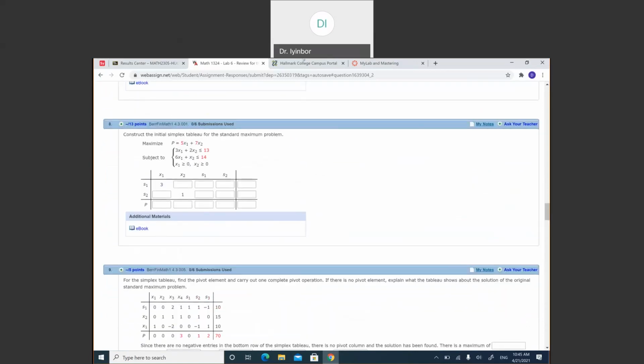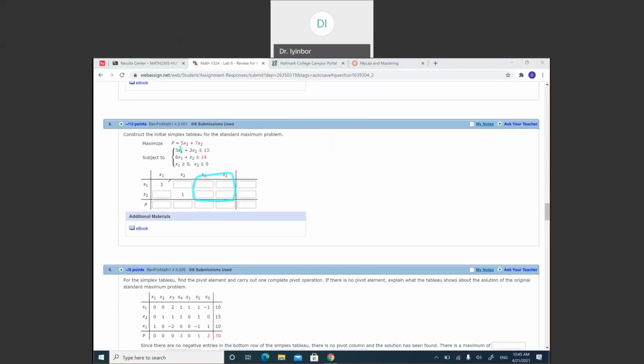Number 8, it's plug it in. So how do you plug it in? You get the numbers from, so this here was the unit matrix, and then here you get the numbers, the coefficients 3 and 6.